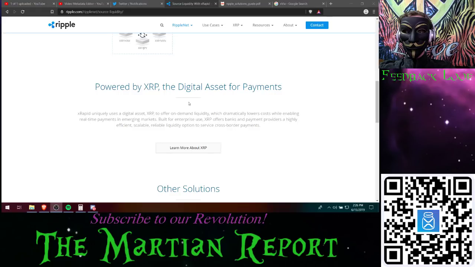The way I see it, xRapid as a solution here is not going to increase the price. Rather, it's going to help stabilize the price around certain dollar figures because of the amount of volume that these banks are going to be pumping through xRapid.